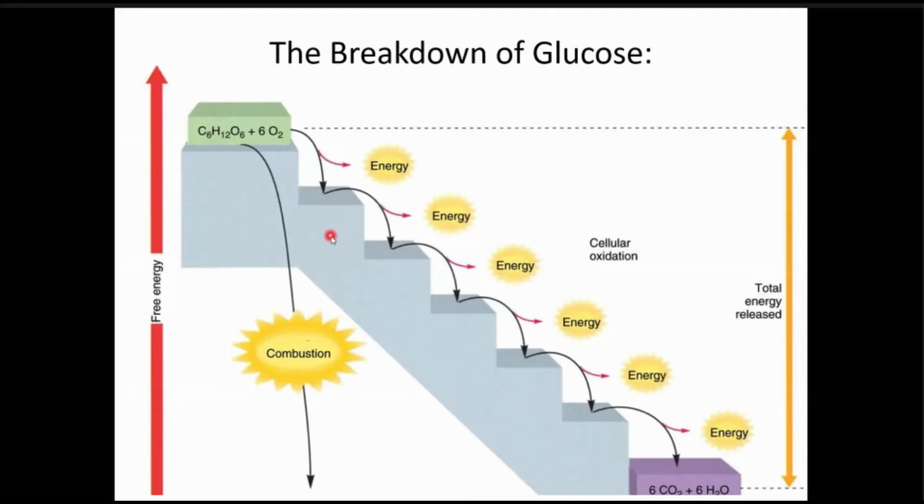So again, what is this slide about? It's an example of the breakdown of a molecule, in this case glucose oxidation. What we want from it is the energy, and this energy is synthesized by steps and not at once in order to avoid combustion.